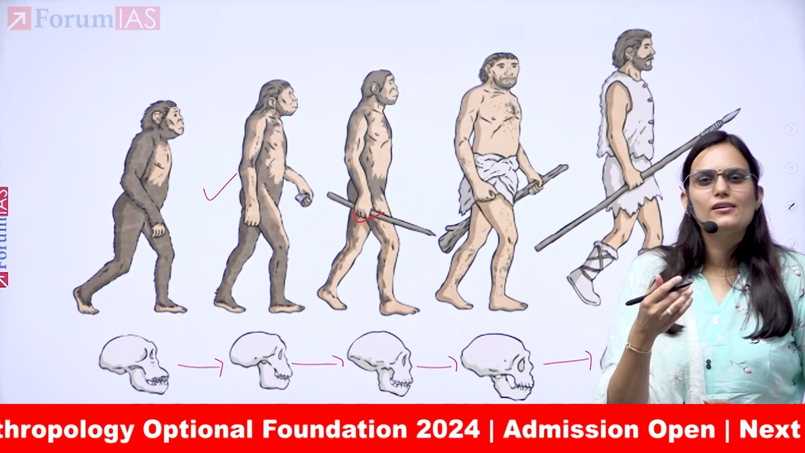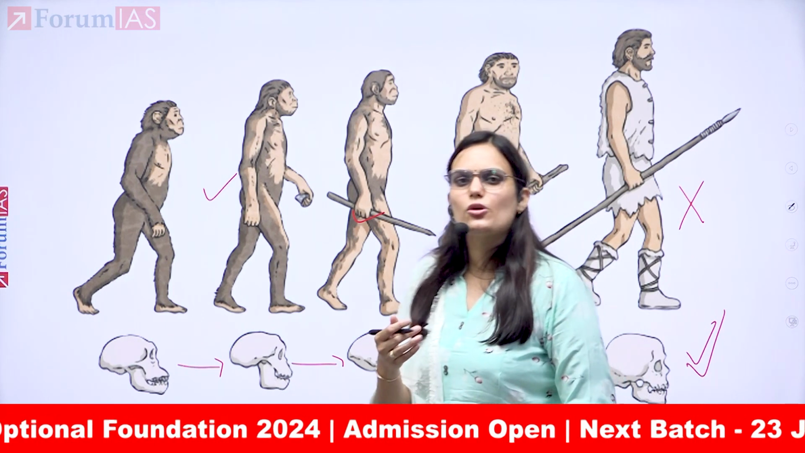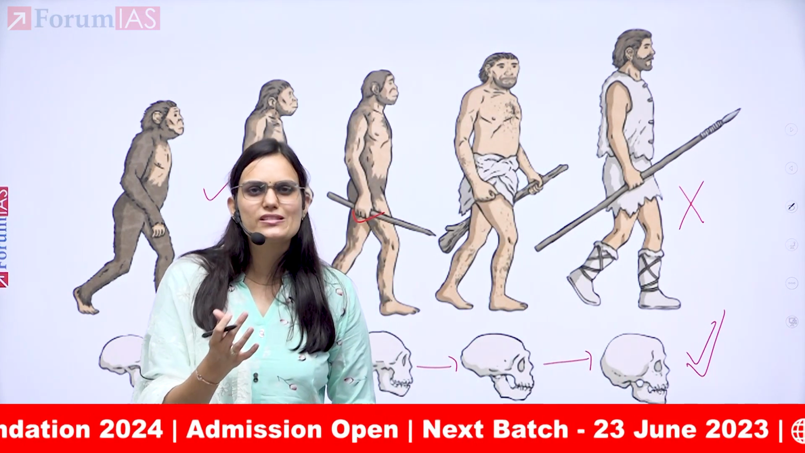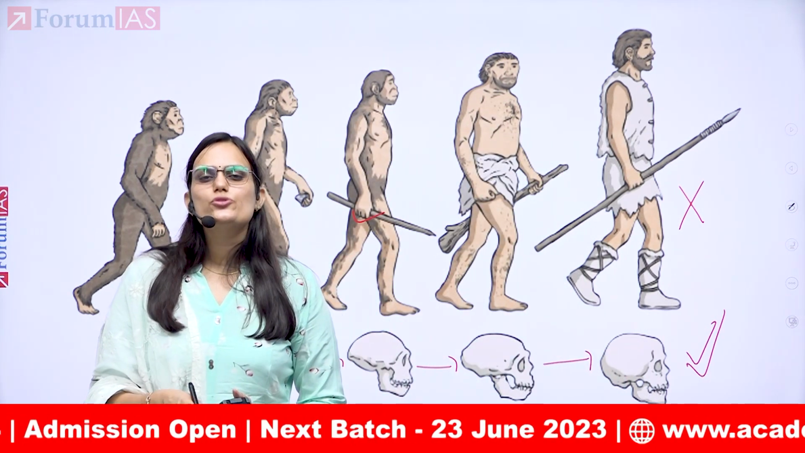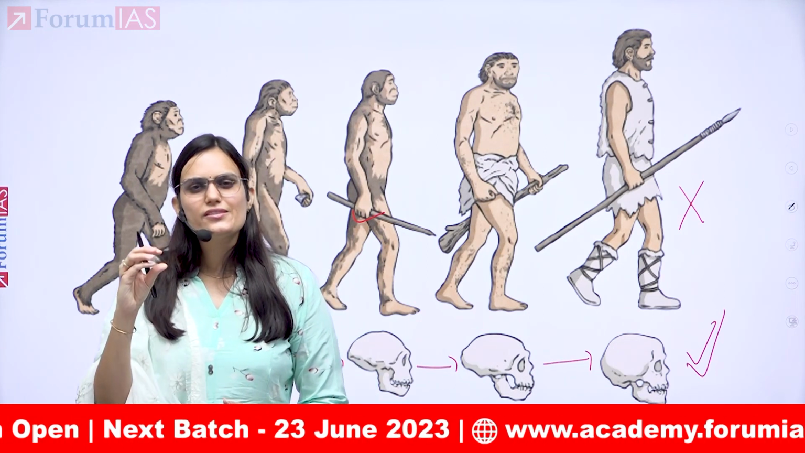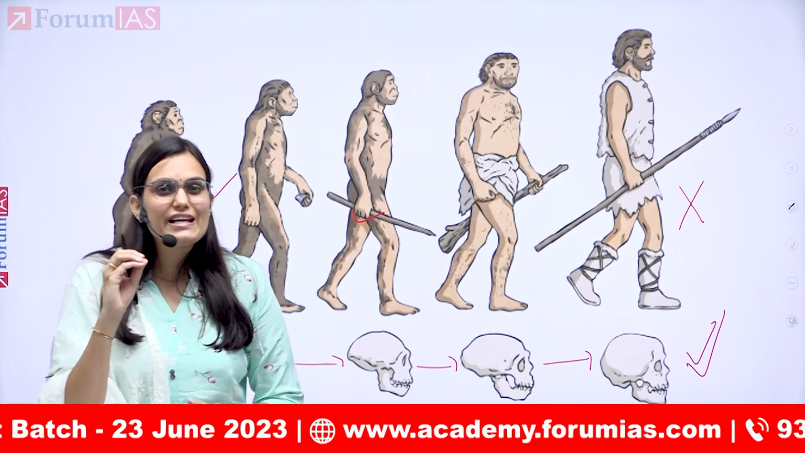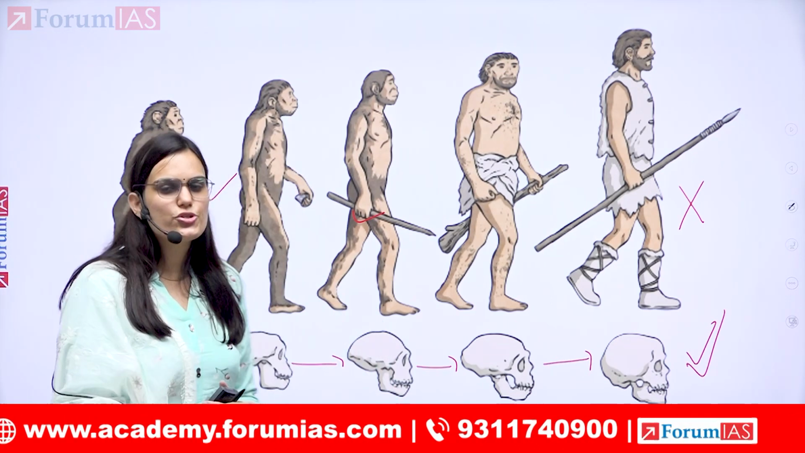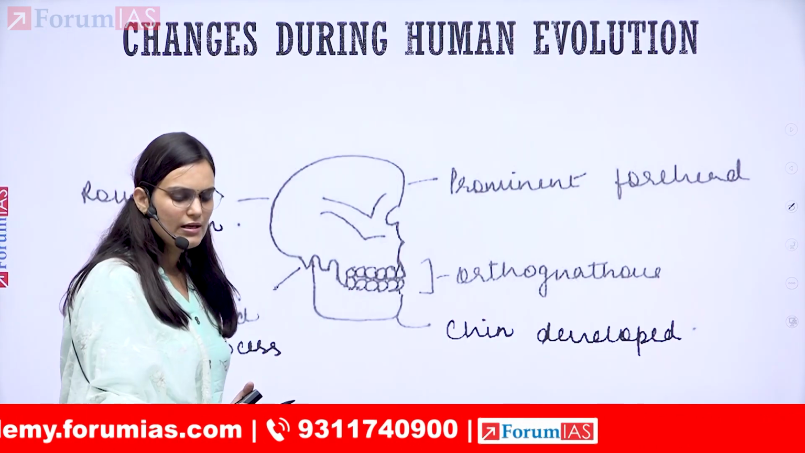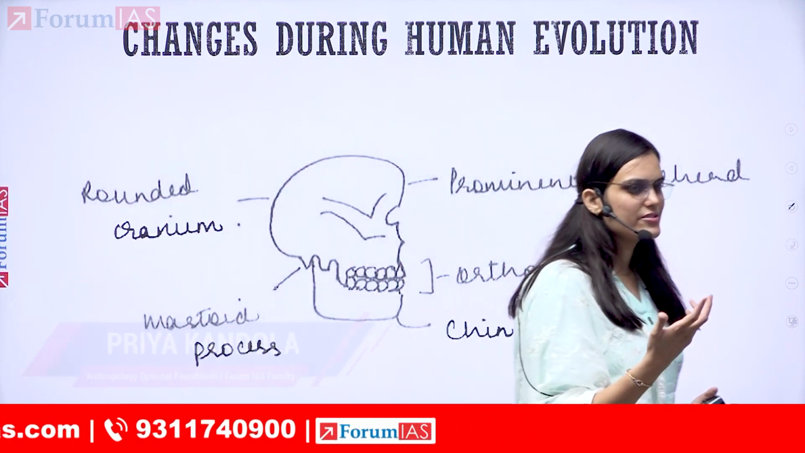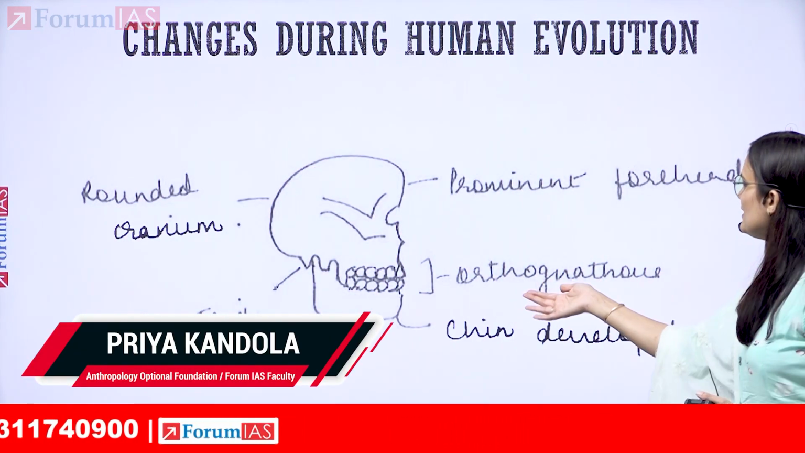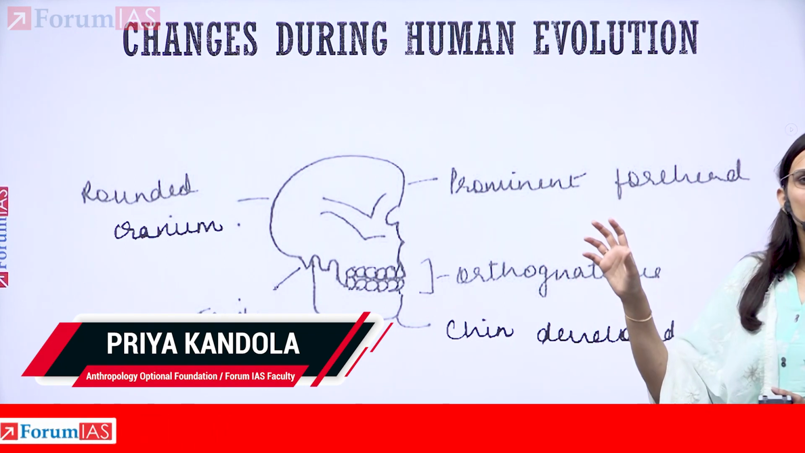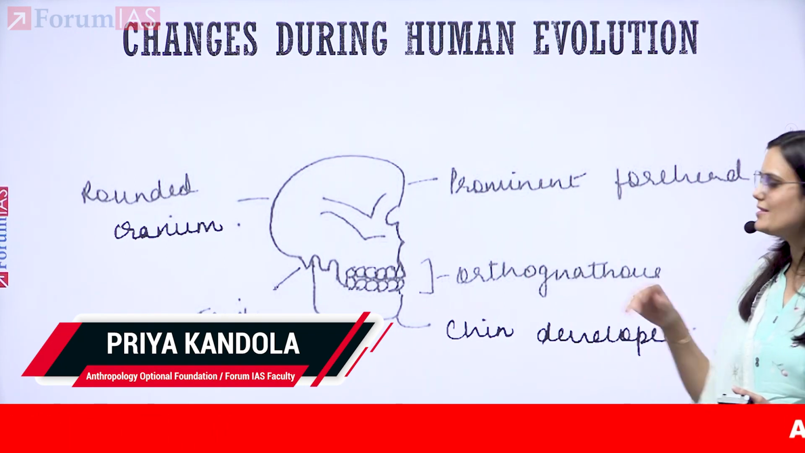This is my answer to your question on what should I draw. Should I draw skeletons? No. You have to draw seminal pointers, seminal differences, pointing out how evolution happened, right? And they will range most often around the skull. Now see, this is from a topper's answer copy. You can see how changes during human evolution have been depicted in this diagram.